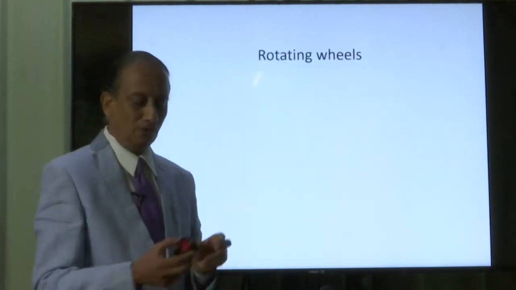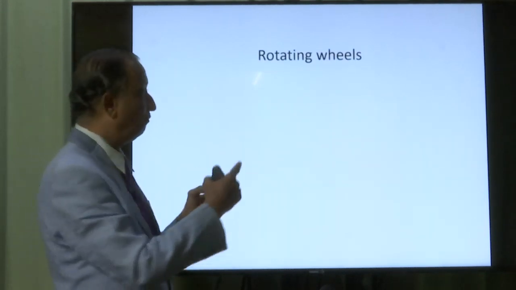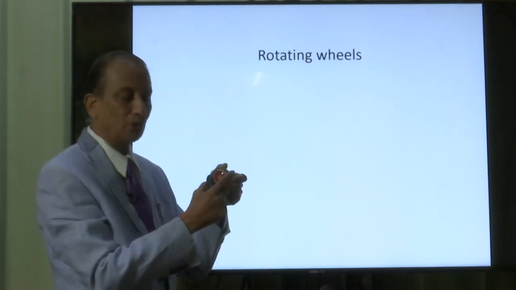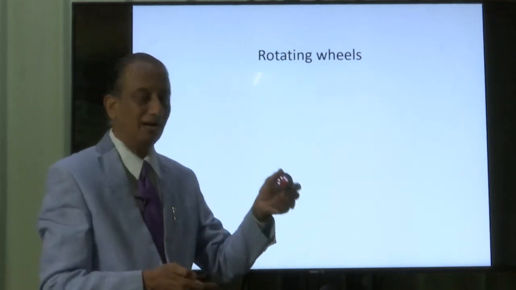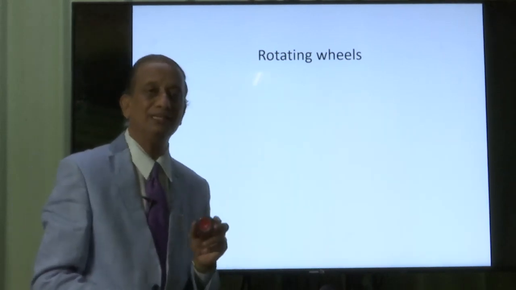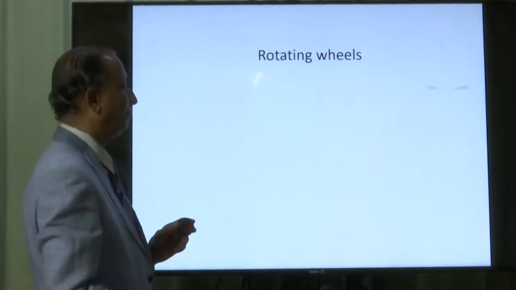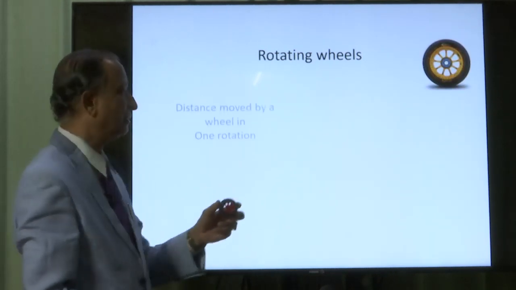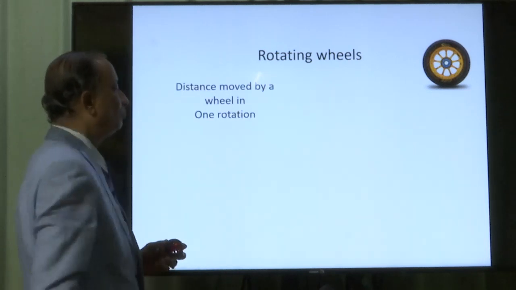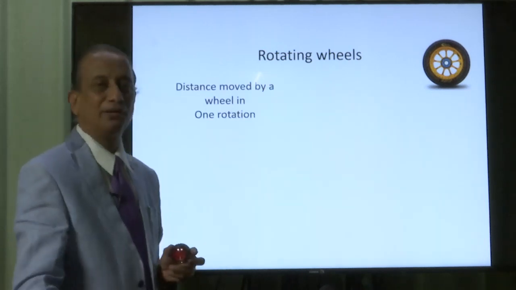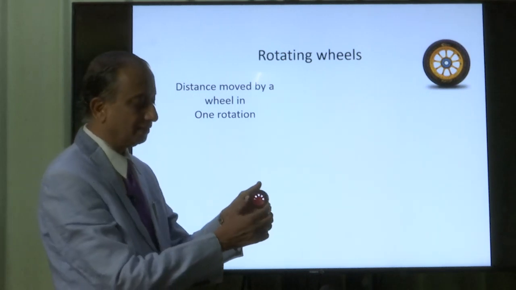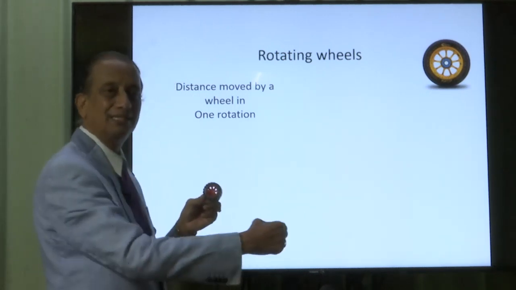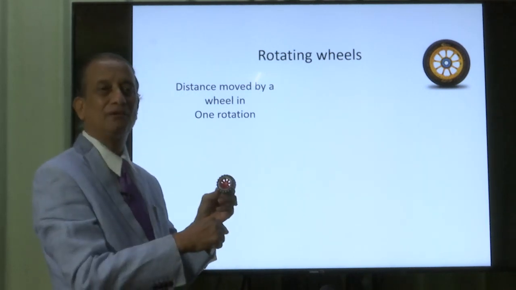Now, let us consider one particular example for the circumference of a circle by taking wheels which are rotating, moving like this, and try to apply the formula C is equal to 2 pi r. This is one image you are seeing. What is the distance moved by a wheel in one rotation? Say it is moving like this. When it moves for one complete rotation, what is the distance it covers? That is what we are interested to find out now.